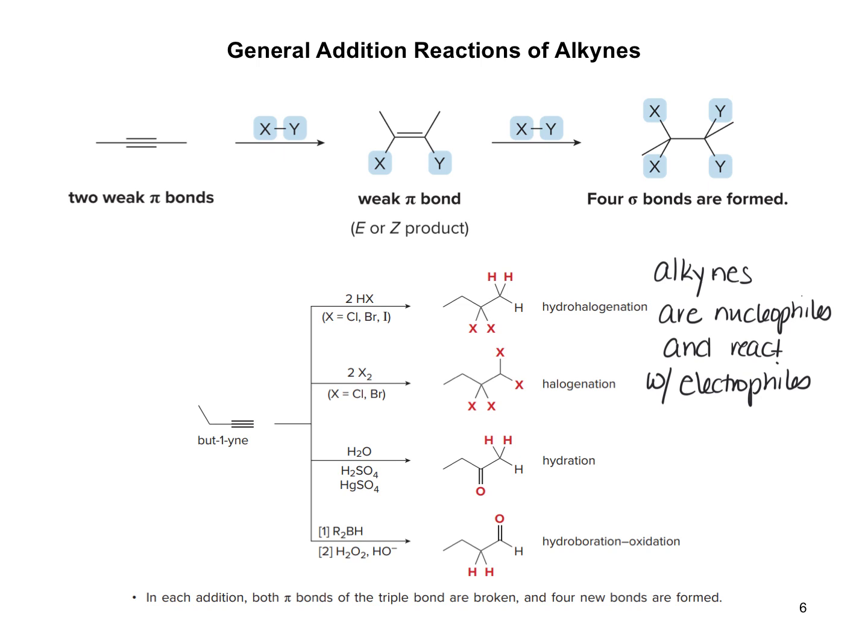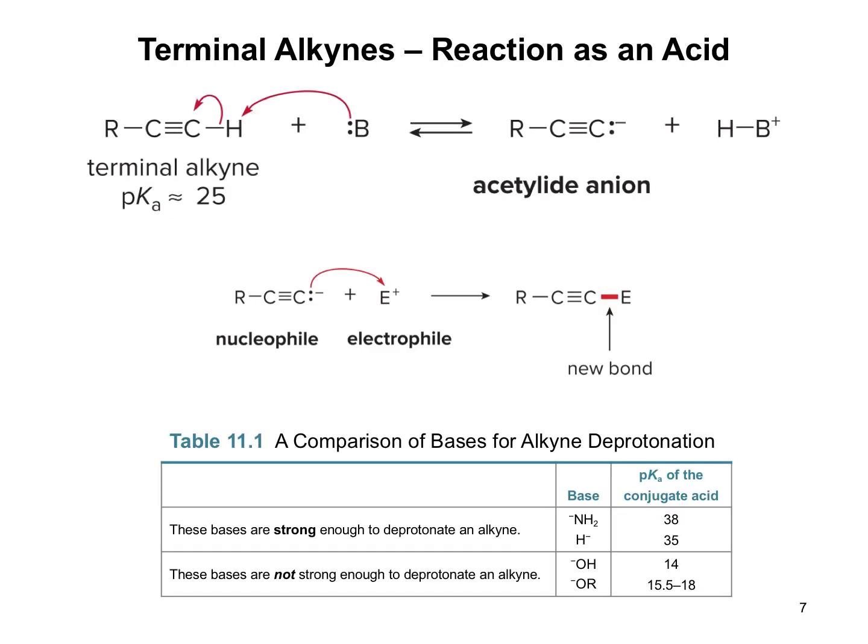Okay, so we're going to discuss these 4 addition reactions, but we need to talk about terminal alkynes first, because terminal alkynes have some unique chemical properties we need to go over. When we talk about a terminal alkyne, shown here, these carbons are sp hybridized, and the sp hybridized carbon-hydrogen bond is considerably more acidic than sp2 hybridized carbon-hydrogen bonds like in alkenes, or sp3 hybridized carbon-hydrogen bonds.